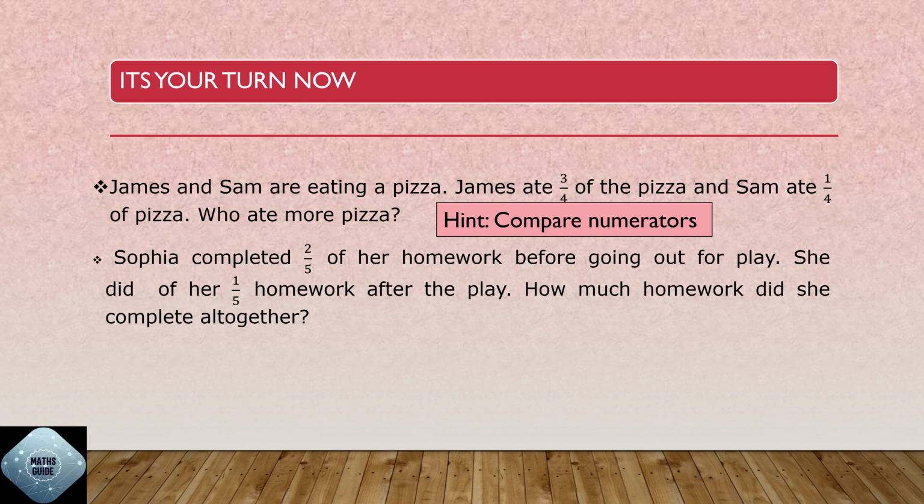In the second example, Sophia completed 2/5 of her homework before going out to play and 1/5 after the play. How much homework did she complete altogether? As we have to find the total amount of work completed and we have both like fractions, we will simply add their numerators and we get 3/5 of work completed.